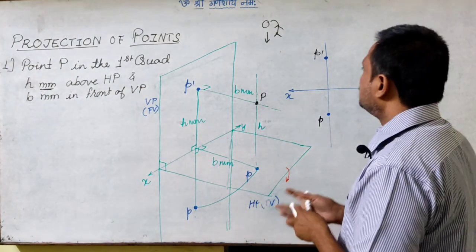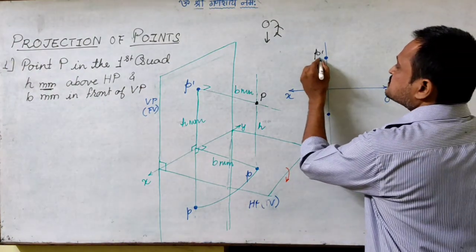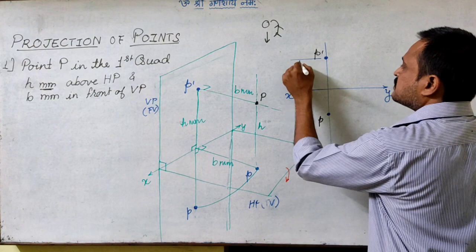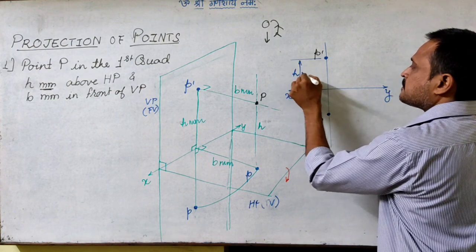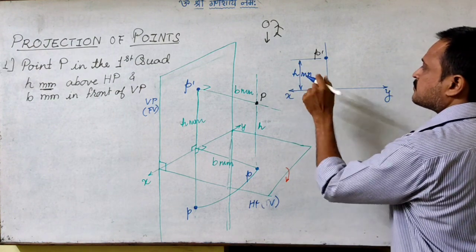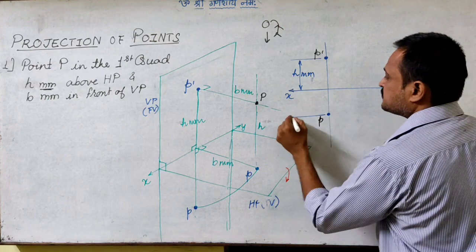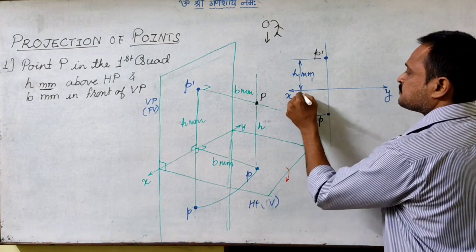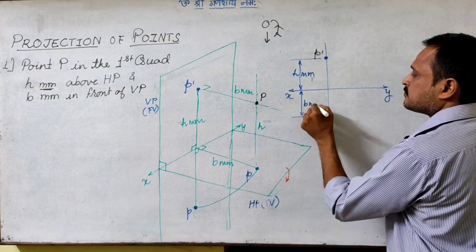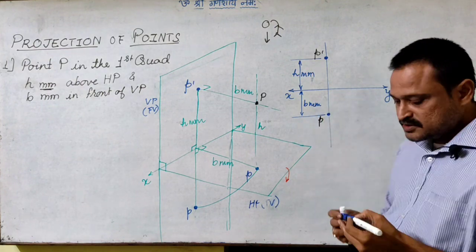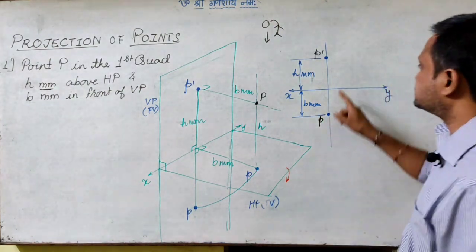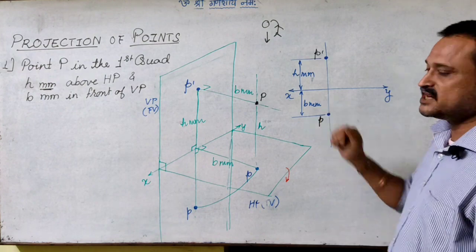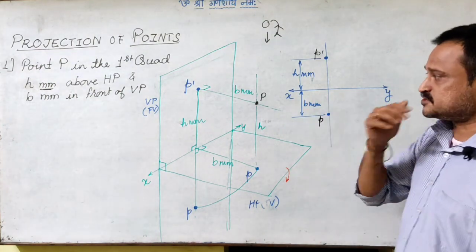So in the front view, we are able to see this height to be H millimeters and this distance to be B millimeters. So that is how we get the orthographic projection of a point in the first quadrant.